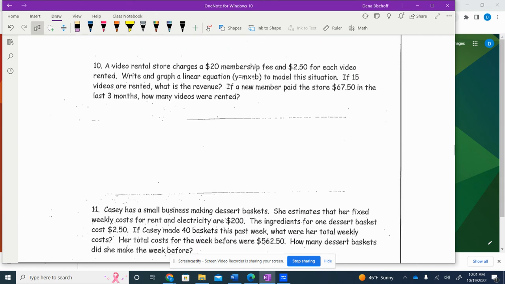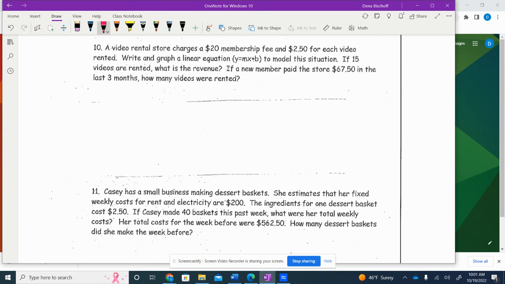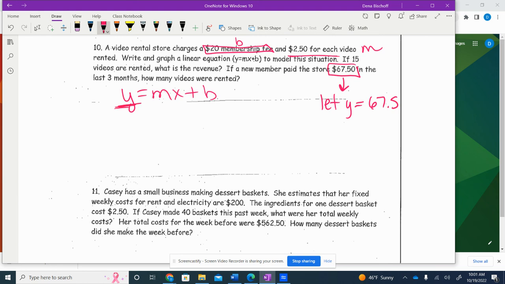Number 10, a video rental store charges $20 up front. That's my b, plus $2.50 per video. That's my m. So y equals mx plus b. If a new member paid the store $67.50, how many videos did they rent? Okay, so this is your y value. So this is like saying let y equal 67.5, plug it into this equation right here, and solve for x. x, number of videos, equals something.